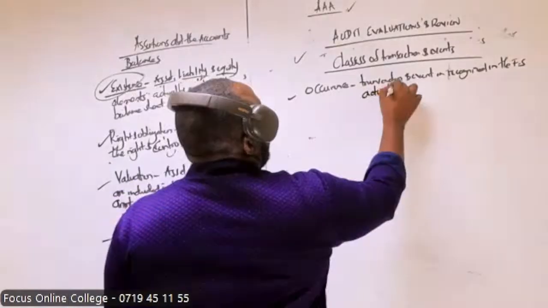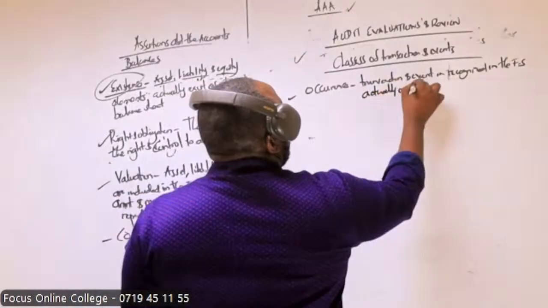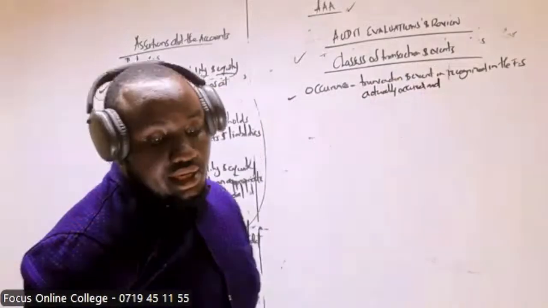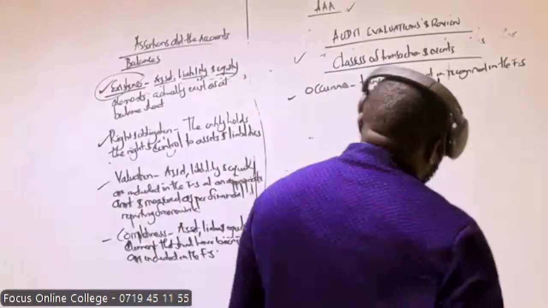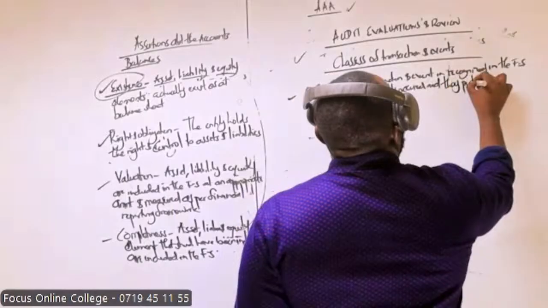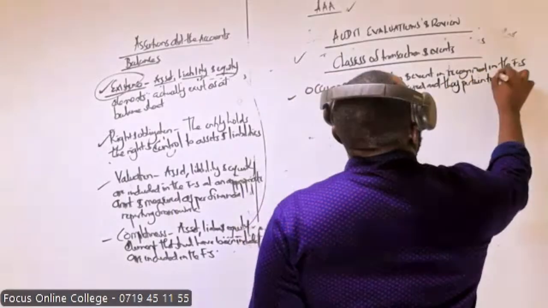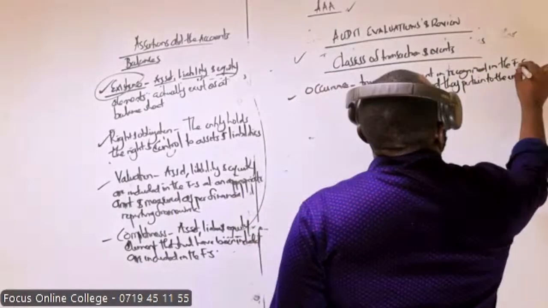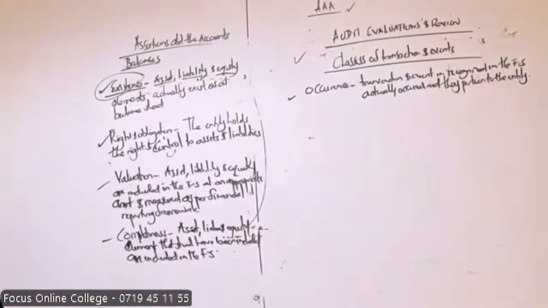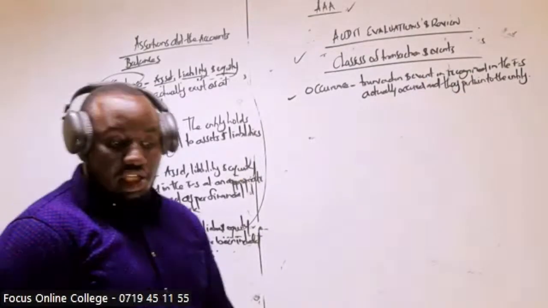We say they actually occurred, and they pertain to the entity. The word is that they pertain to what it calls the entity. They actually occurred, and they basically pertain to the entity.